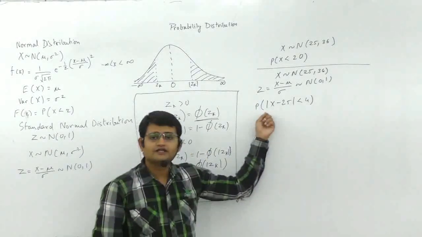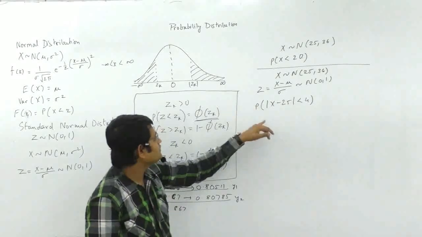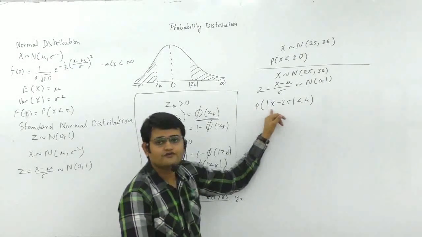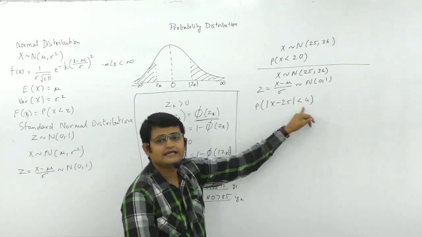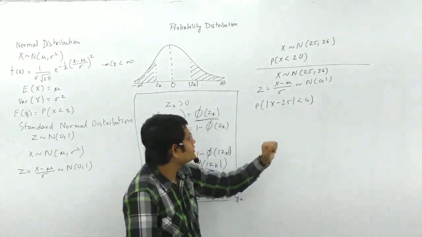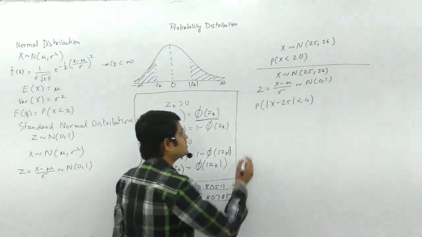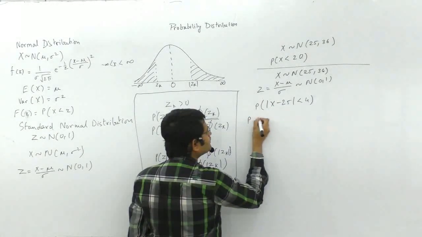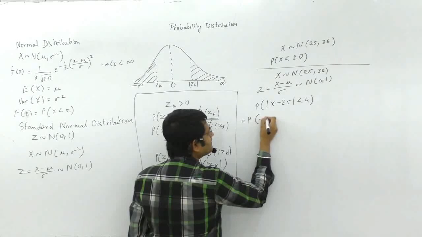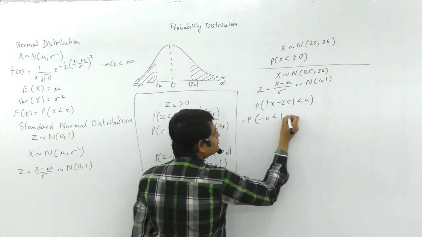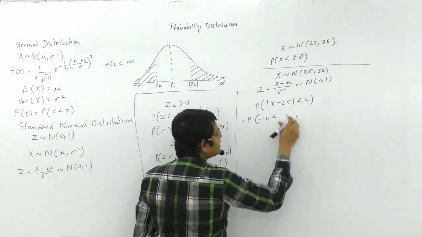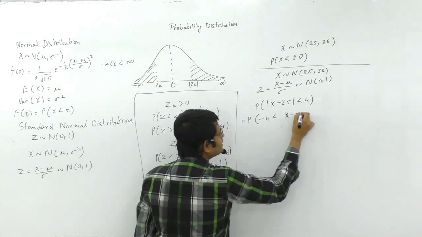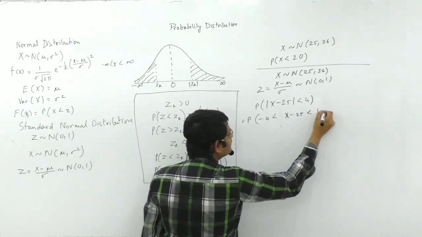Now let's take another example. For the same sum, we need to find the probability of mod of x minus 25 less than 4. For this, first we'll solve the mod. So this is just a positive value. When we open the mod, we get probability minus 4 less than x minus 25 less than 4.